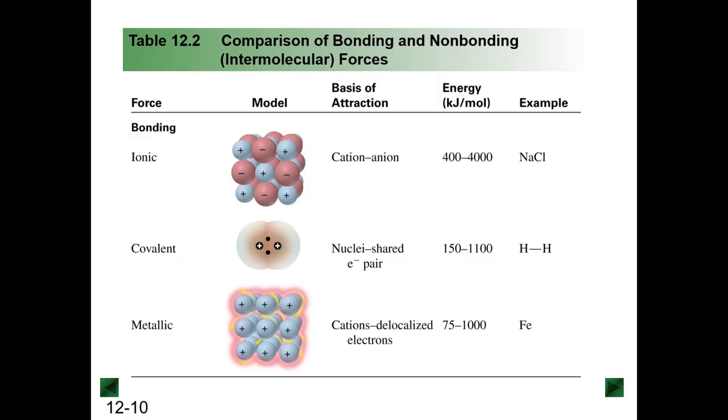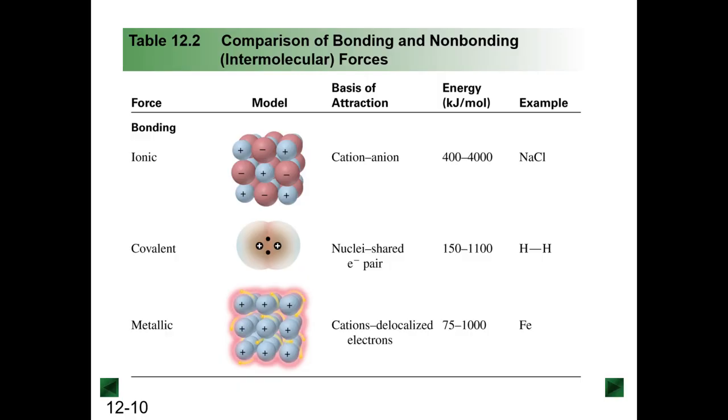So you can see those numbers are 400 to 4,000 kilojoules per mole. They're big numbers. They can be up in the megajoule per mole magnitude because ions attract each other strongly in the solid state. Then we have covalent forces.